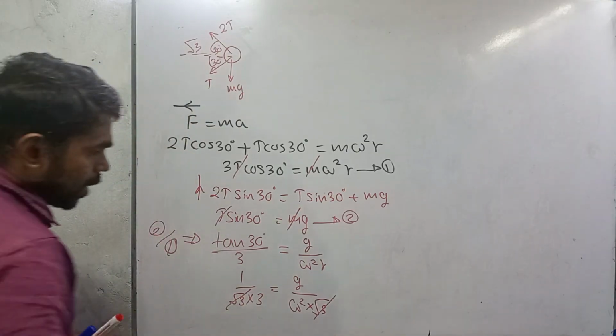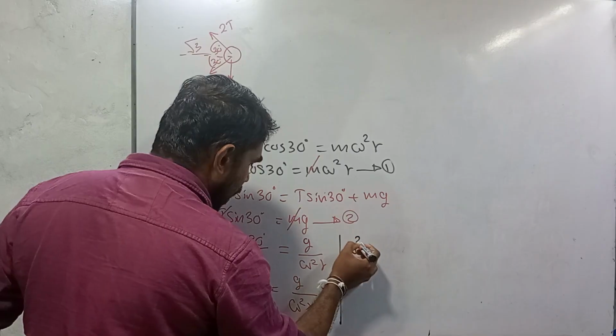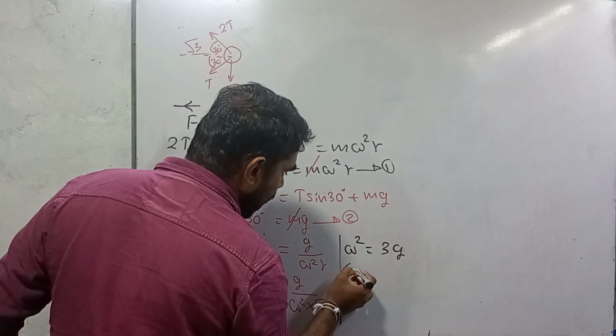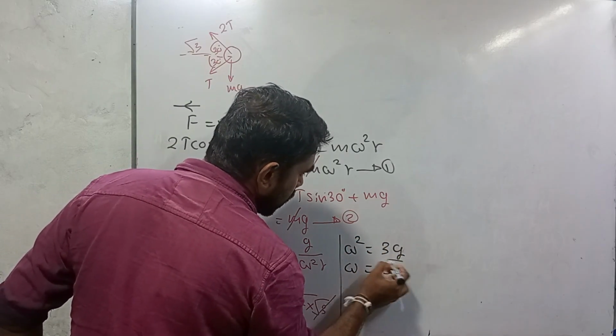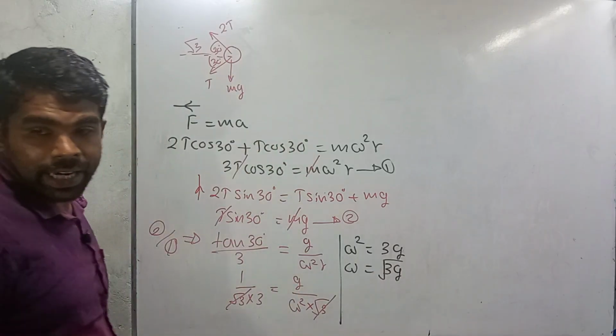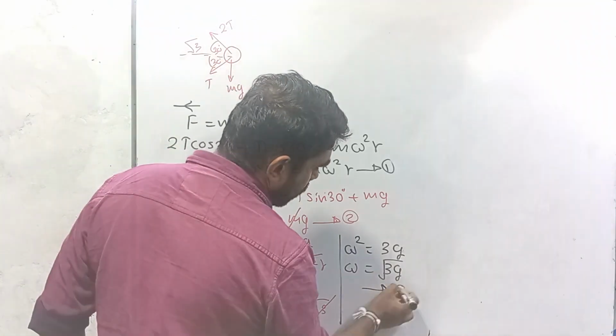Then we can make omega the subject. Omega squared is 3g, omega is root 3g. Root 3g means we can get the third one is the correct answer.